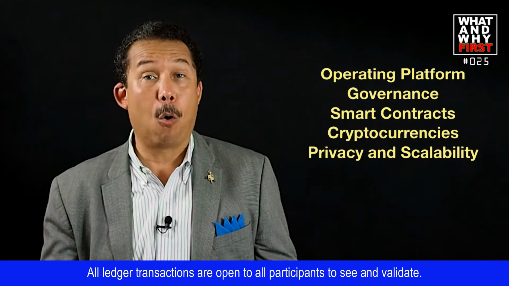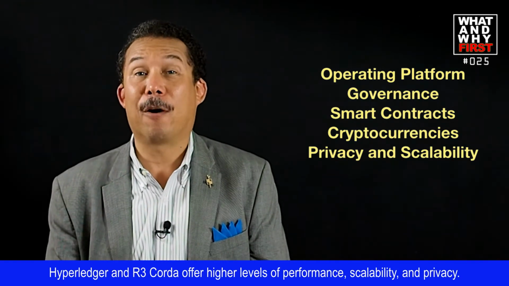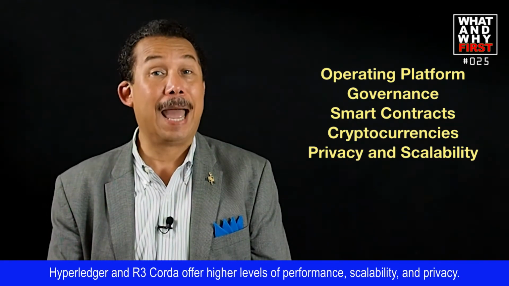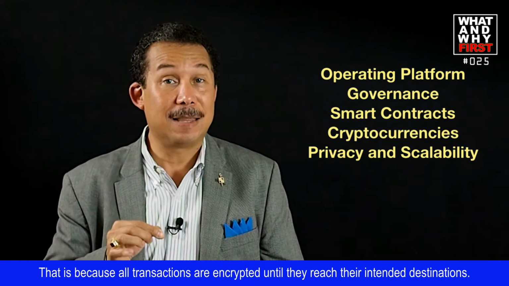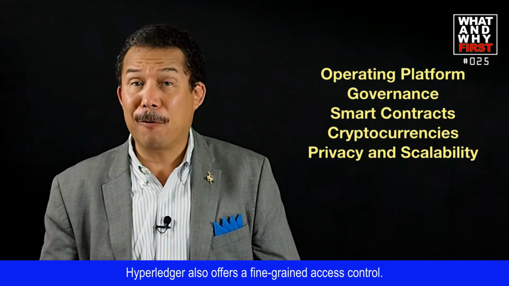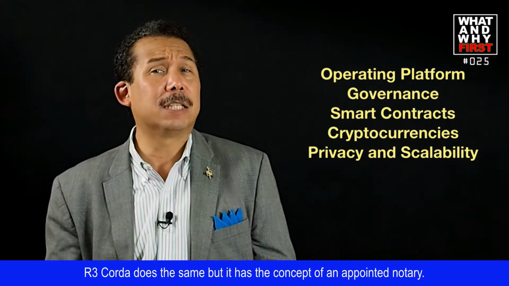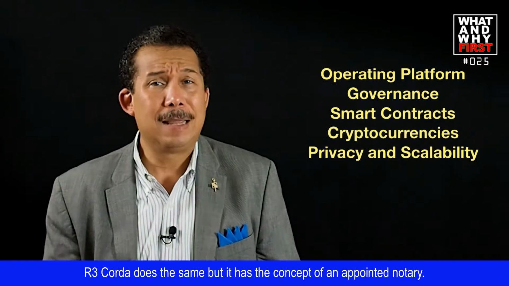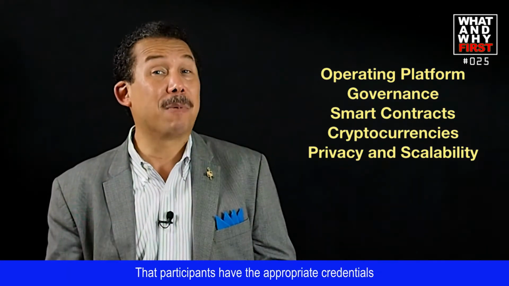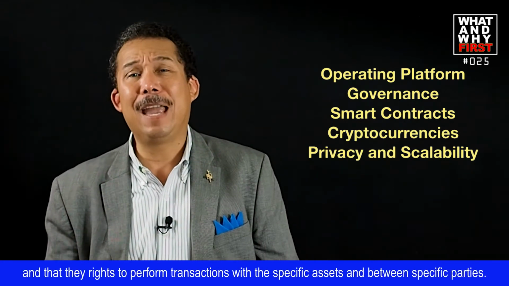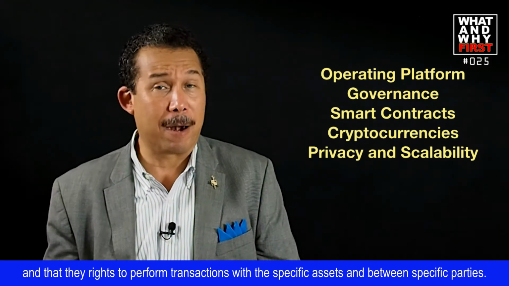All ledger transactions are open to all participants to see and validate. Hyperledger and R3 Corda offer higher levels of performance, scalability, and privacy. That is because all transactions are encrypted until they reach their intended destination. Hyperledger also offers fine-grained access control. And R3 Corda does the same, but it has the concept of an appointed notary. This notary mediates between private parties to ensure that transactions are valid, that participants have the appropriate credentials, and that they have rights to perform transactions with the specific assets and between the specific parties.